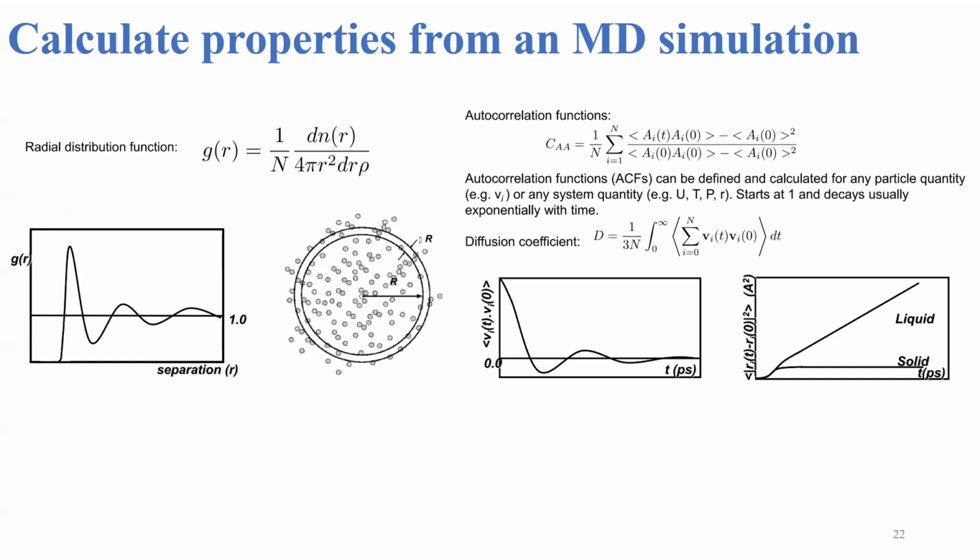The autocorrelation function can be defined and calculated for any particle or quantity such as velocity or any system. It is basically used for the diffusion coefficient of the particle. So you know the velocity at 0 and velocity at t, and we can integrate this to calculate the diffusion coefficient.